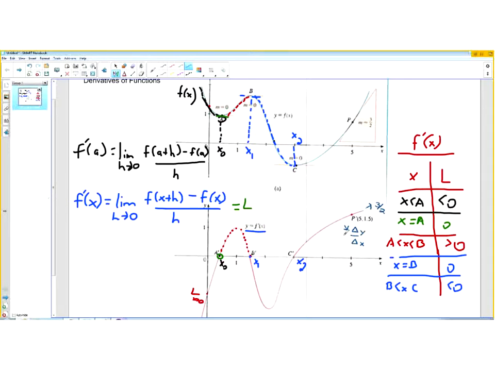Okay, all right, so now from C to P. What's going on from C to P? How would you characterize f of x? Well, again, from C to P, and we'll stop at P, the slopes of those tangent lines are positive.